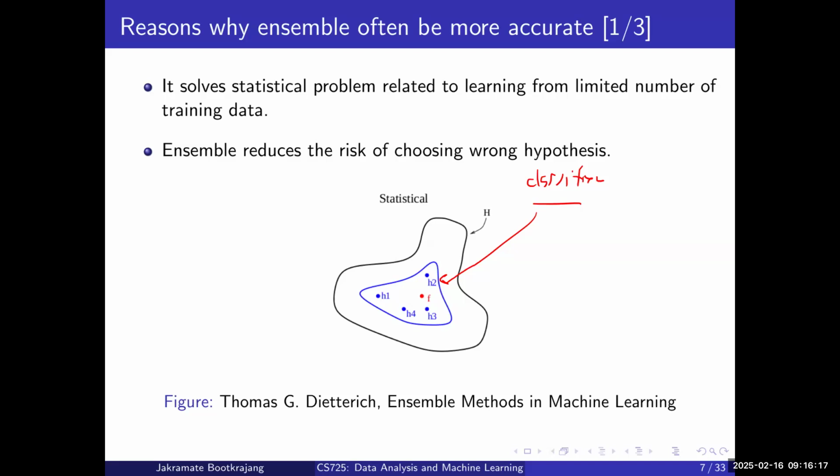But if you use an ensemble method, you have more chances because you create multiple classifiers. So there are more chances that one of them could be a perfect hypothesis.